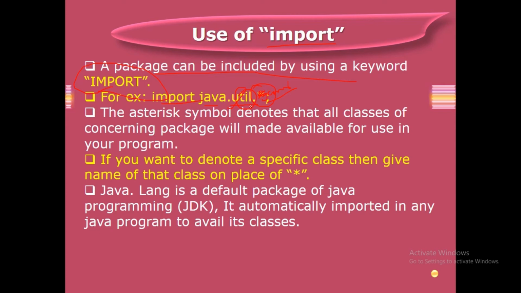The asterisk symbol denotes that all the classes of the concerned package will be made available for use in your program. If you want to denote a specific class, then give the name of that particular class instead of this asterisk symbol, like I told you, Scanner or whatever you want to use.